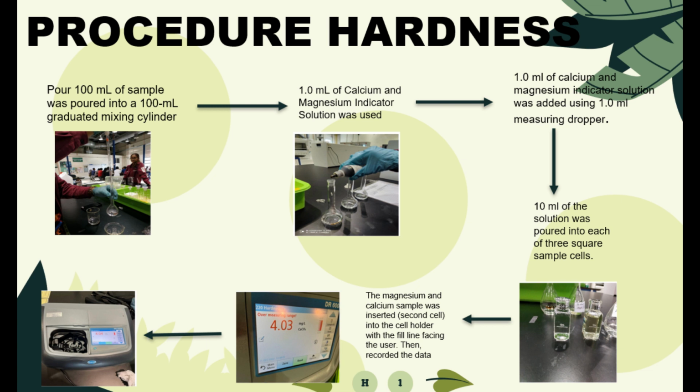1 drop of 1 M EDTA solution was added to the first cell. Then 1 drop of EGTA solution was added to the second cell. Swirl both to mix. The blank, the magnesium and the calcium sample were inserted into the cell holder.